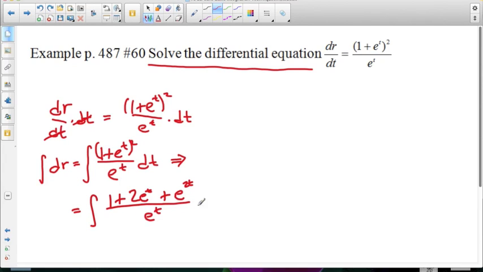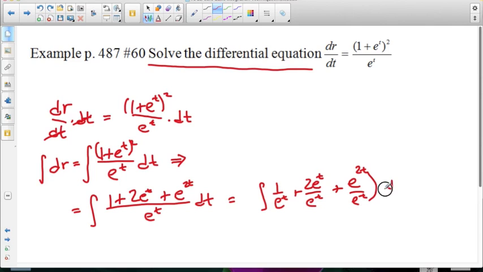And now we can, I call this process divide and conquer. I'm going to make 3 separate fractions, each with its own denominator. And so this is really going to look like 1 over e to the t plus 2e to the t over e to the t plus e to the 2t over e to the t dt. And don't forget the use of parentheses there, since we have a pretty complicated, multi-term expression.